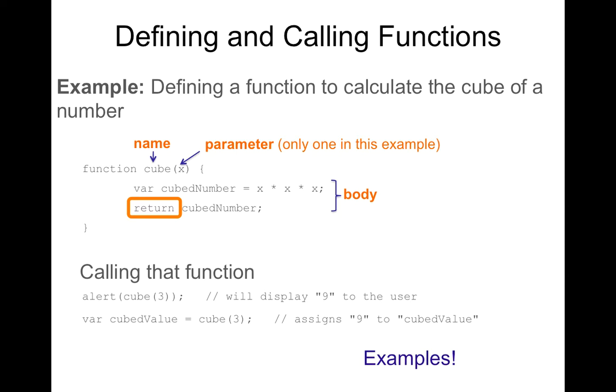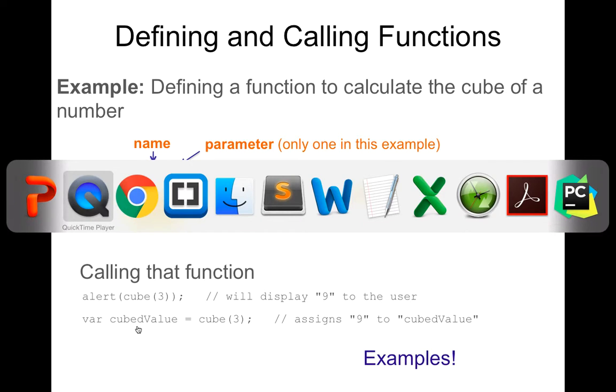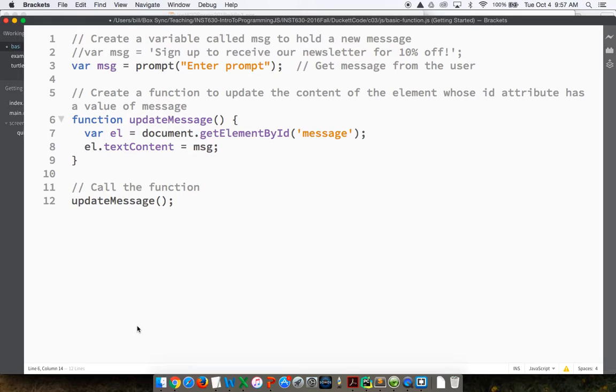Let's look at a couple of examples from the code. In the basic function.js file from the Ducket, I asked you to change that code a little bit, remember? Instead of having the hard-coded message, I asked you to use a prompt to get that message from the user. So there you used the built-in function prompt to get that value, so it's no longer hard-coded.